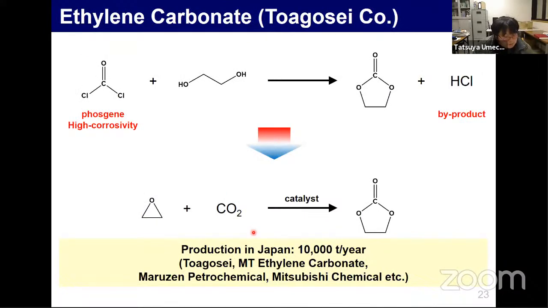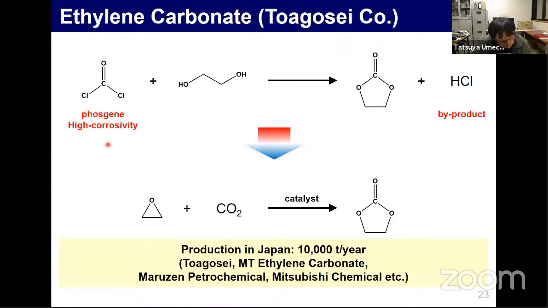Cyclic carbonates are very versatile compounds. For example, ethylene carbonate is one of the well-known cyclic carbonates. Ethylene carbonate is used as an aprotic polar solvent and as a starting material for the synthesis of various organic compounds. Previously, ethylene carbonate was synthesized from phosgene as a starting material. Phosgene is a usual compound as a carbonylating agent because it can be easily produced from carbon monoxide and chlorine molecules. However, there is a problem that phosgene is highly corrosive.